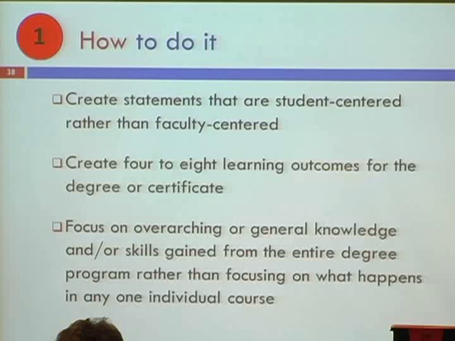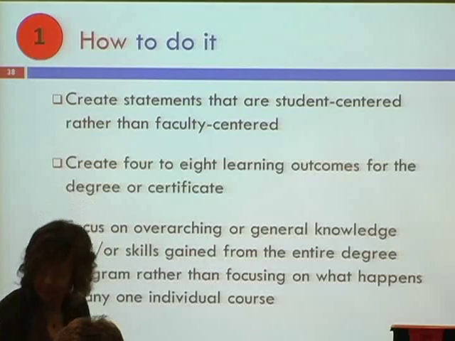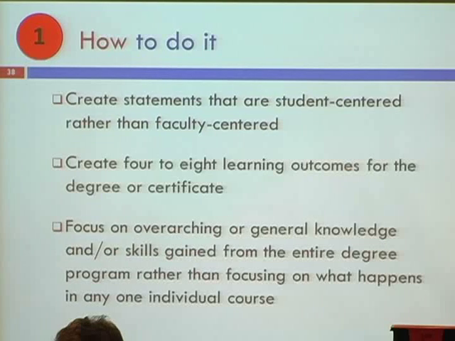And then, of course, as I was just saying, you want to focus on the overarching or general knowledge and skills gained from the entire degree. Program level outcomes should be different from many of your course level outcomes. Not to say they won't intersect and there won't be some same ones, but this is what they're achieving at the end of the program, what they're able to do, what they understand, and what they know.